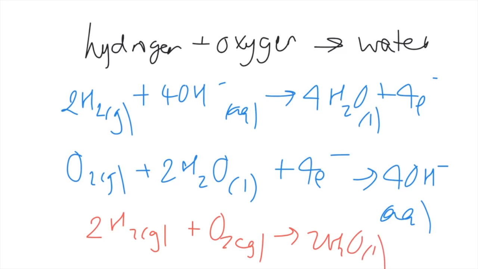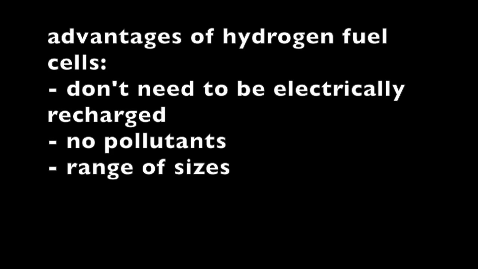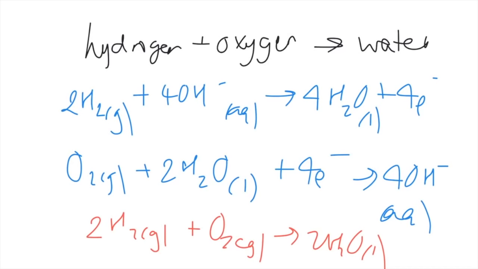So in terms of learning advantages and disadvantages, the advantages of hydrogen fuel cells is they do not need to be electrically recharged, no pollutants are produced, and they can be a range of sizes for different uses. The disadvantage you should learn is that hydrogen is highly flammable, sometimes it's produced by non-renewable sources, and it is difficult to store, which I've already touched upon.